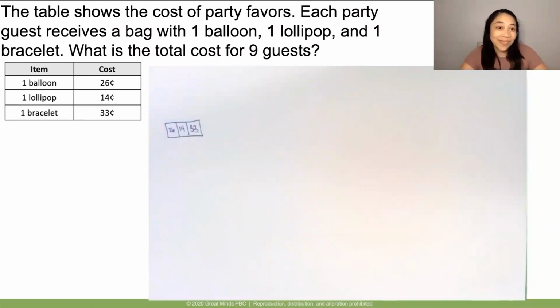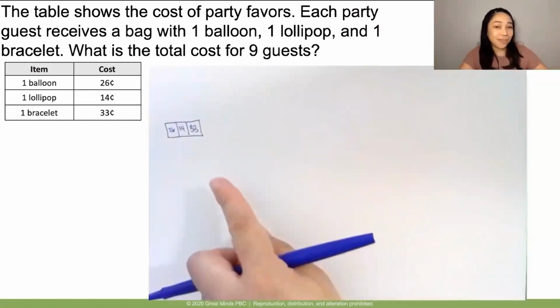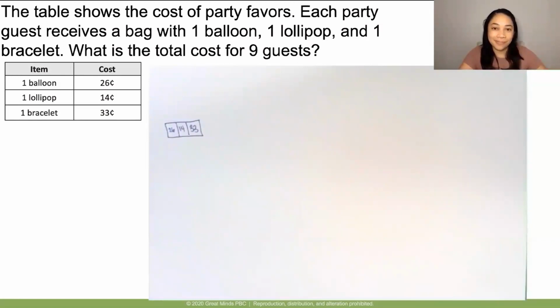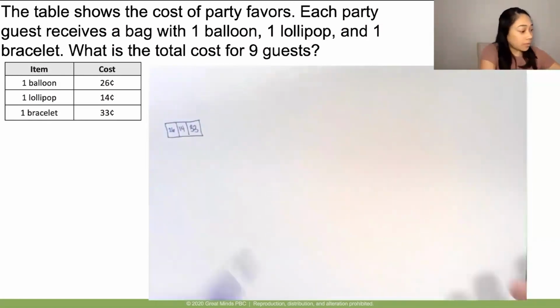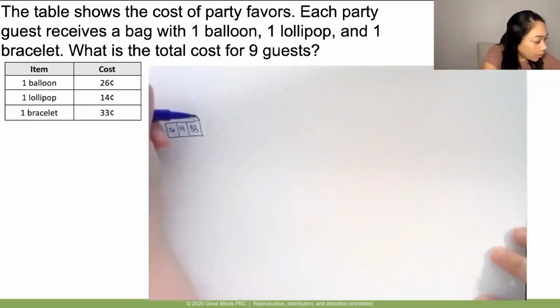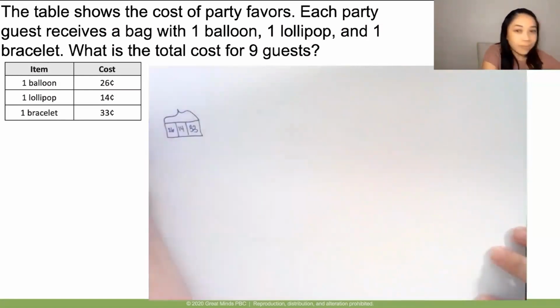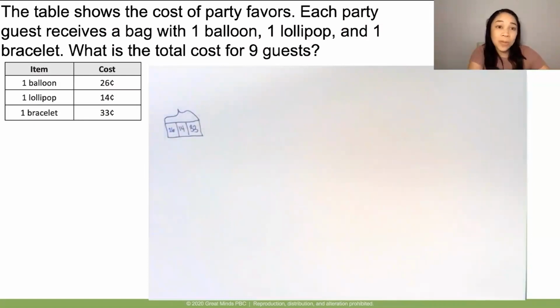We also know that there are 9 guests at the party. How can I show this in this model? Well, here I have 1 unit. This can represent what one guest receives. I can draw 8 more units, and this would be a total of 9 guests. Let's go ahead and do this now.